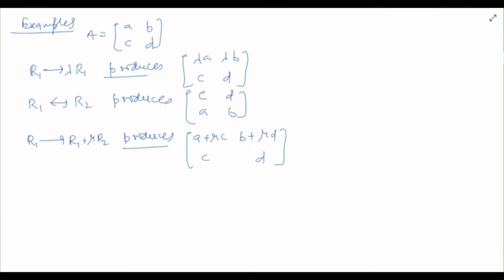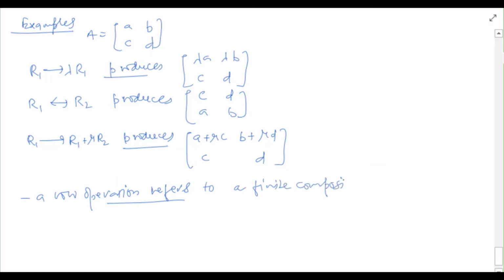Any finite composition of elementary row operations is called a row operation. A row operation refers to a finite composition of elementary row operations. Okay. Row operations.